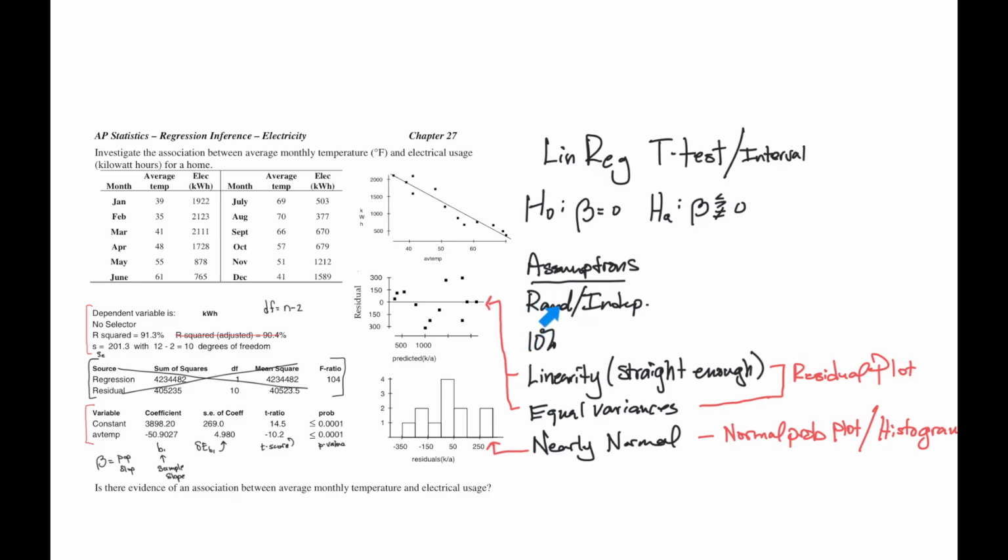Do I have a random sample? Are the points that I have independent of each other? Do I have less than 10% of the population? And that really is only true, I would only need to worry about 10% if I have a relatively small population.